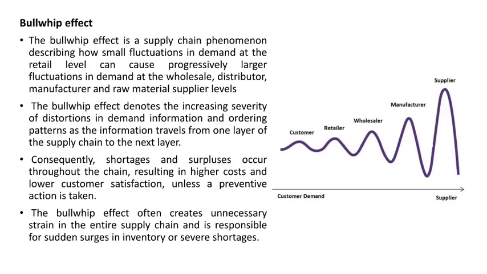Next, we'll see what is the bullwhip effect. Please do note the diagram. When a question is asked related to bullwhip, you should please include the diagram. It's a supply chain phenomenon which describes how small fluctuations in the demand at the retail level can cause progressively larger fluctuations in the demand at the wholesale, distributor, manufacturer, and raw material supplier levels.